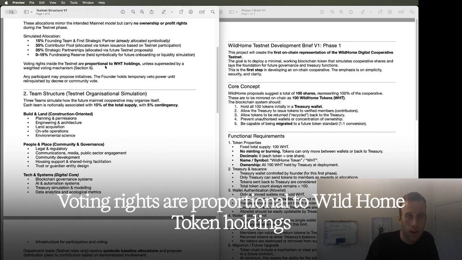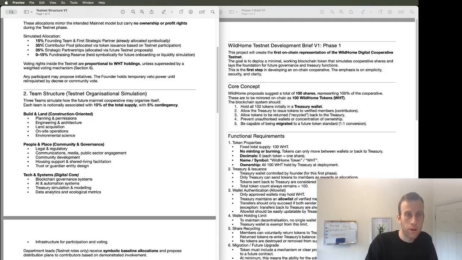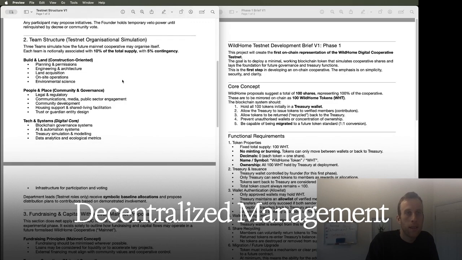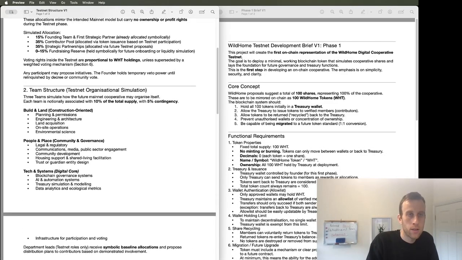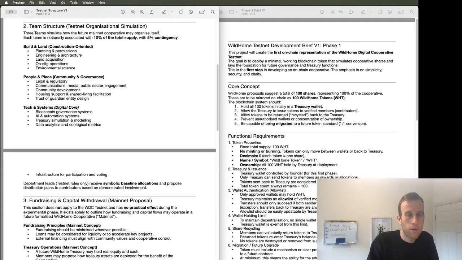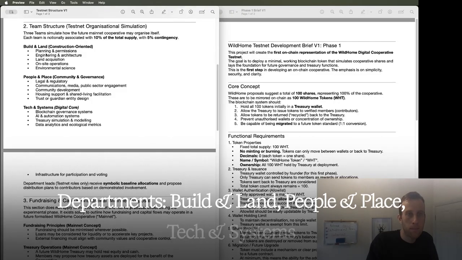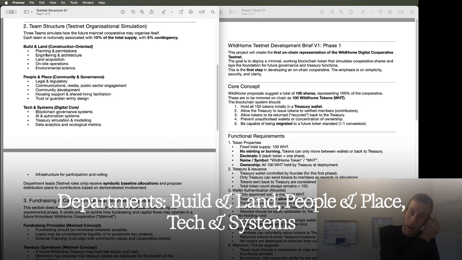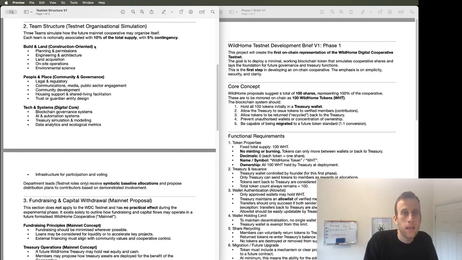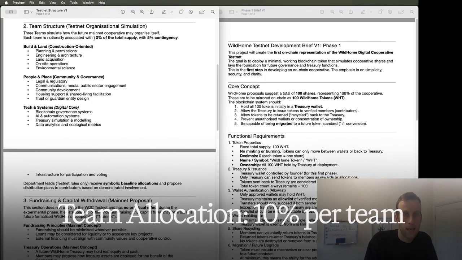Currently, voting rights are proportional to WildHome token holdings. If you hold WildHome tokens, then you can vote in any proposals about the direction the organisation moves in. So this is the decentralised management. The team structure refers to the contributor pool. This has been broken into 3 departments: build and land, people and place, and tech and systems. Each one gets 10%, and then there's a 5% contingency.